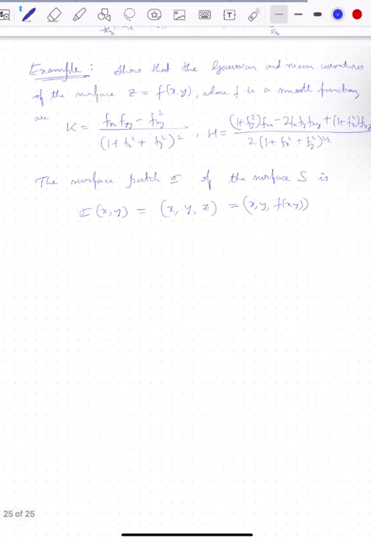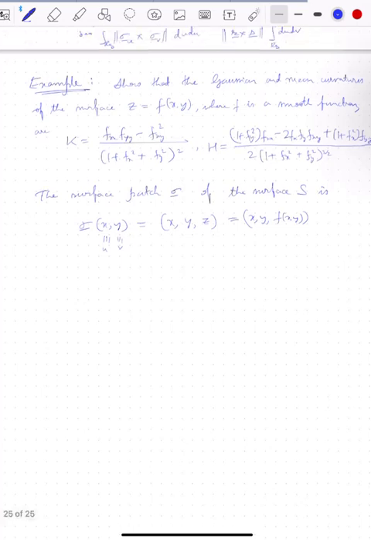So here x is acting as u and y is acting as v. Right? So let's start with, let's determine the first and second fundamental forms. Essentially, that's what we're looking at here. So sigma x vector is equal to (1, 0, fx). And 0 is because x and y are independent coordinates. So the derivative of independent with respect to independent is 0.